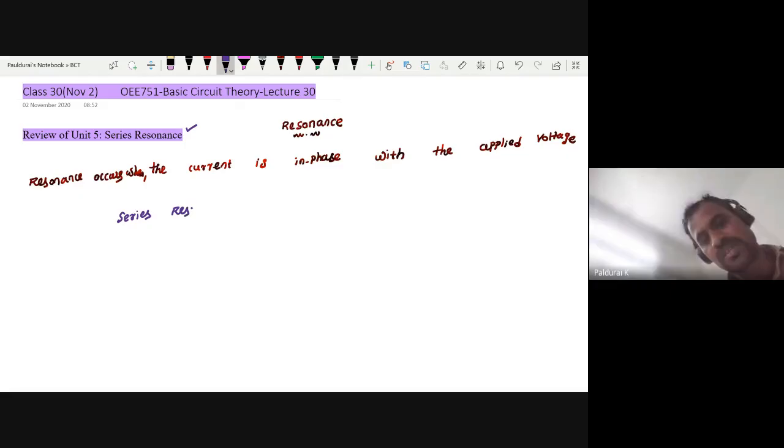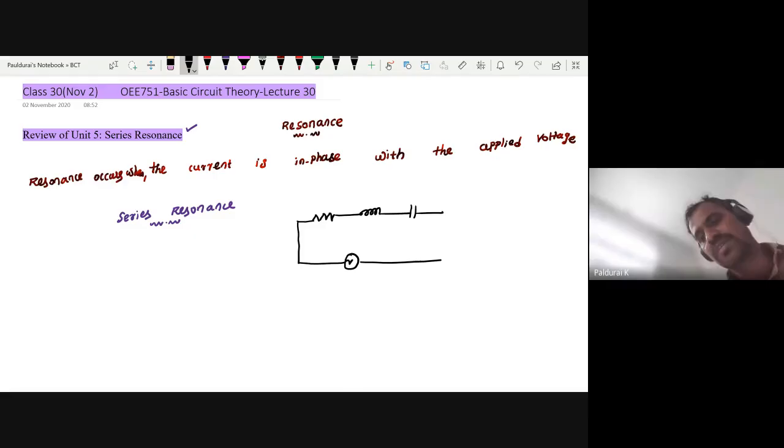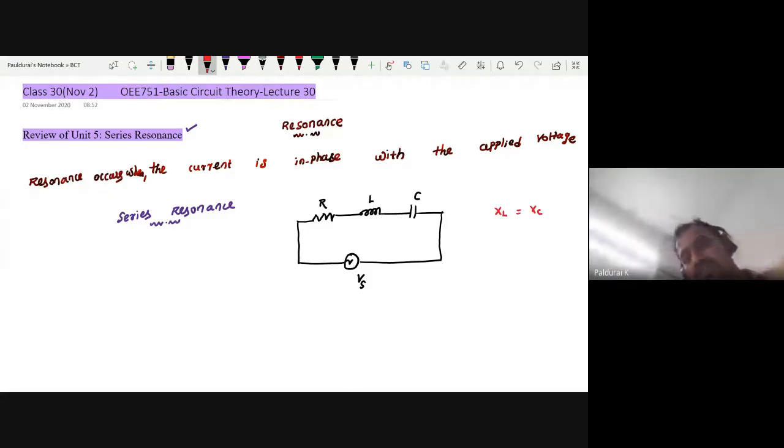Series resonance. As the name indicates, how will you sketch the circuit diagram for series resonance? You will connect one R, one L, and C in series, and apply some voltage, Vs, the source voltage. So here, what is the condition for resonance? When XL equals XC.